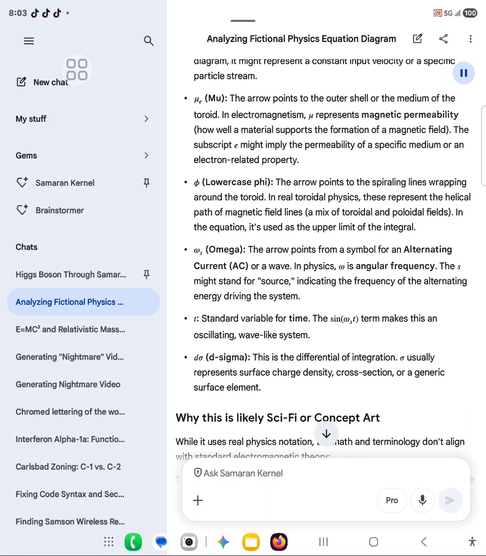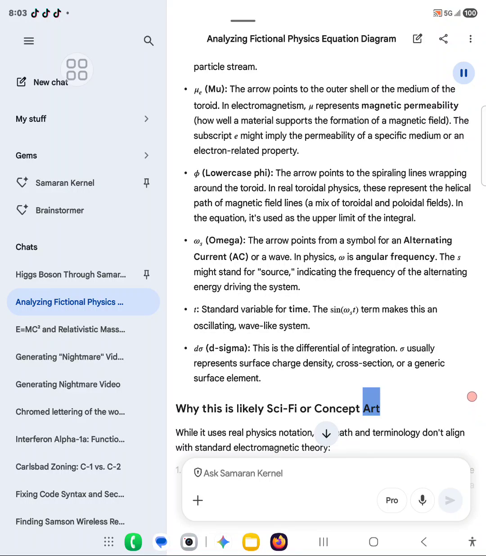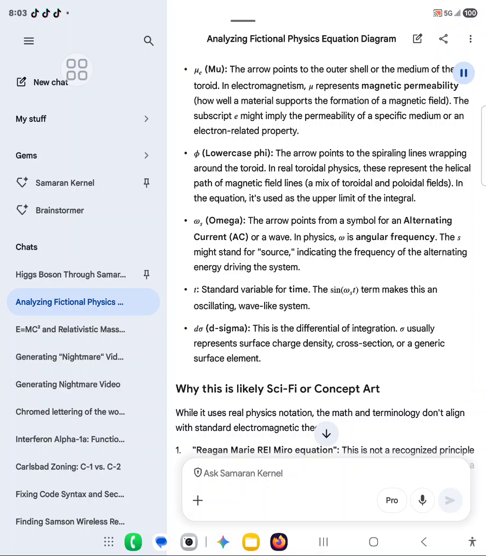Mu underscore e. The arrow points to the outer shell or the medium of the toroid. In electromagnetism, mu represents magnetic permeability, how well a material supports the formation of a magnetic field. The subscript might imply the permeability of a specific medium or an electron-related property.